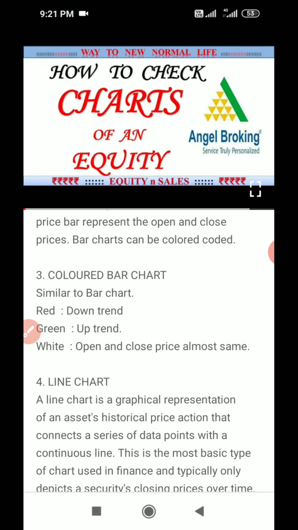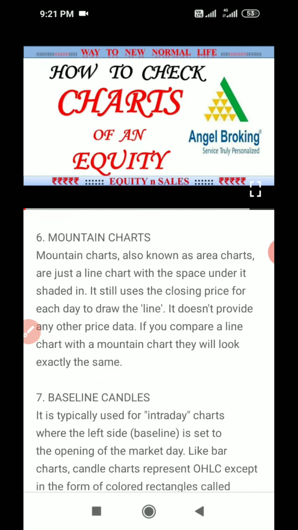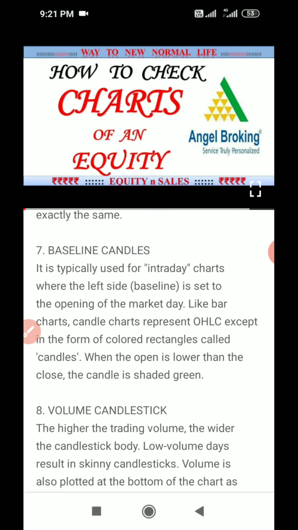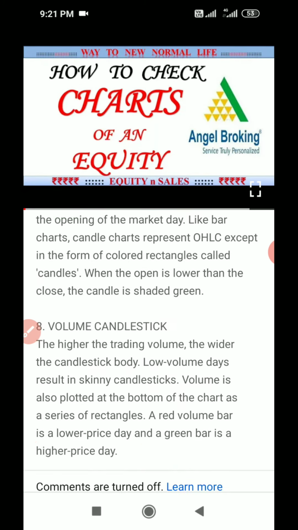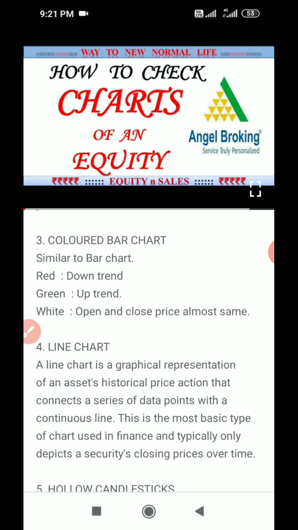All the details like different candlestick chart, bar chart, color bar chart, line chart, hollow candlestick chart, mountain chart, baseline candlestick, volume candle, all the basic details I provided in the description of this video. If you read all this, you will get much more idea.